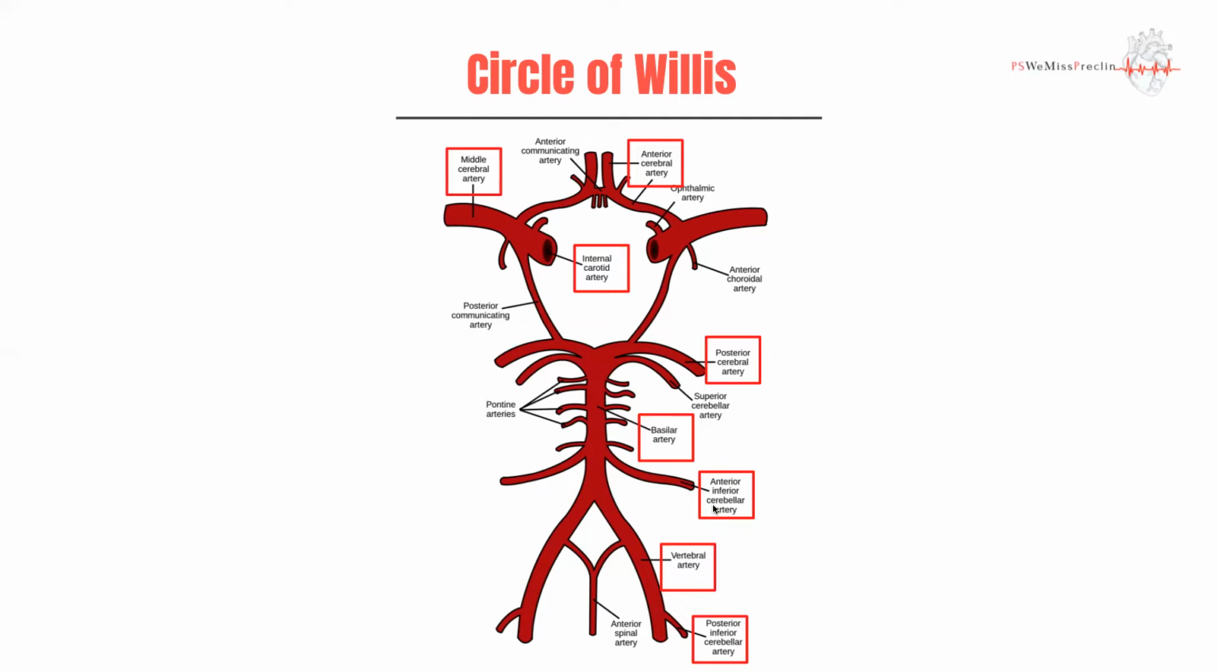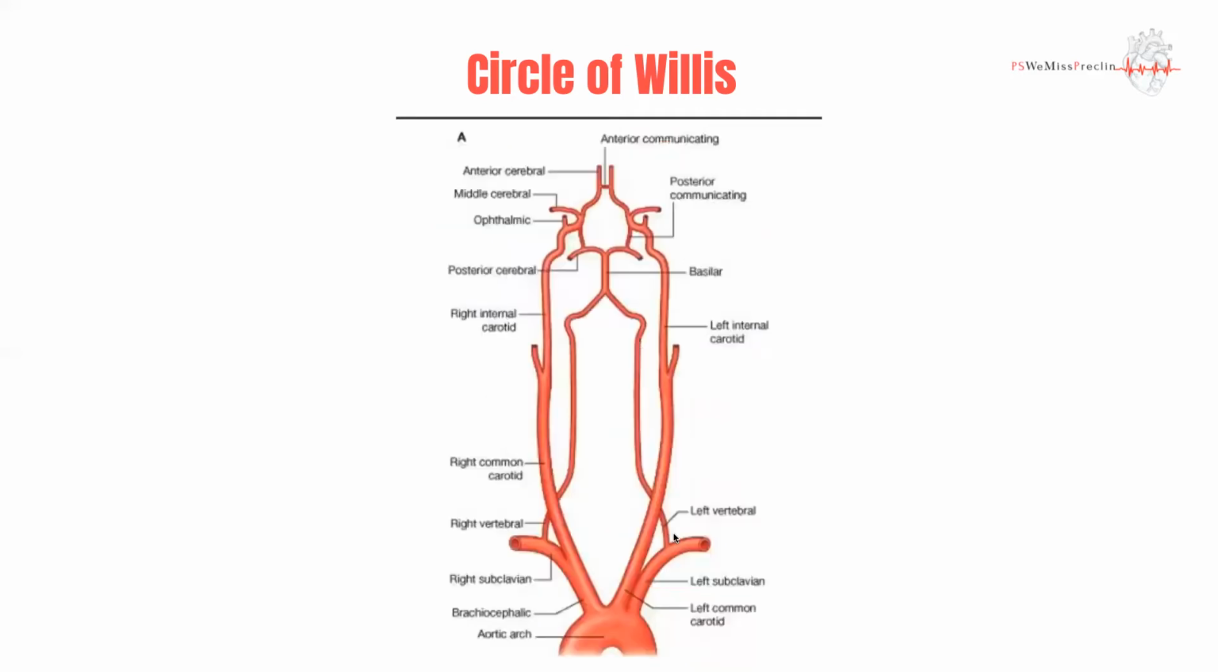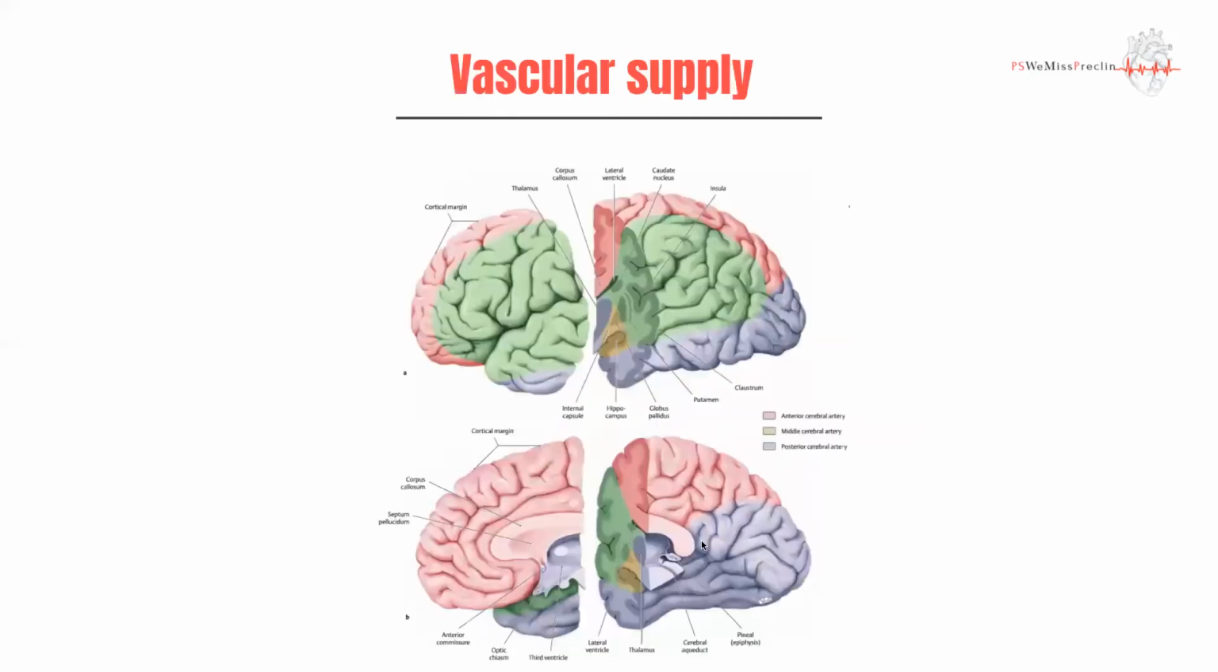cerebellar arteries, and you have three of them. So you have a superior one, that's just the superior cerebellar. And then you have two inferior ones, one anterior inferior, one posterior inferior. And that's just a representation of where the common carotid, the internal carotid, and the vertebral arteries arise from. And that's the arch of the aorta.